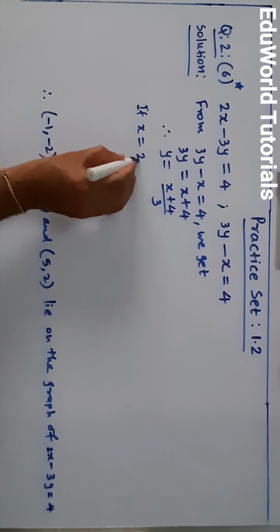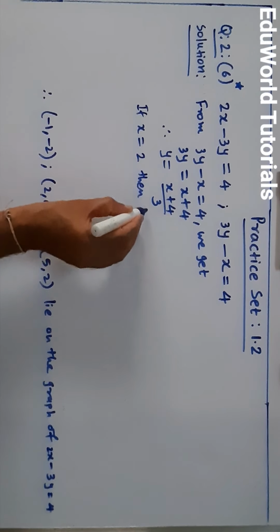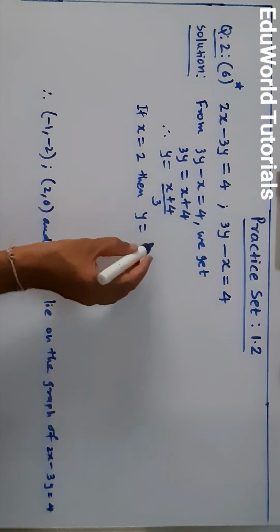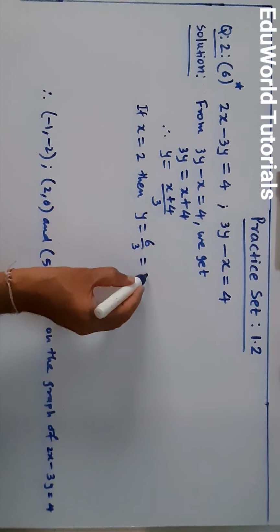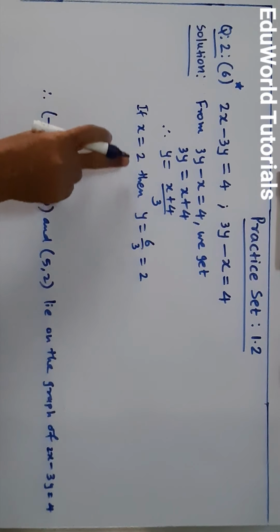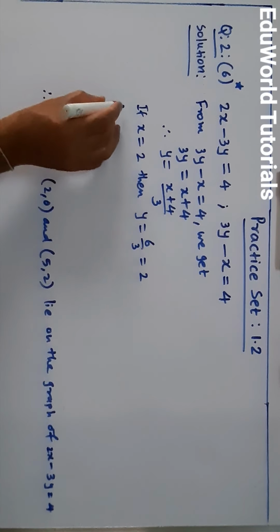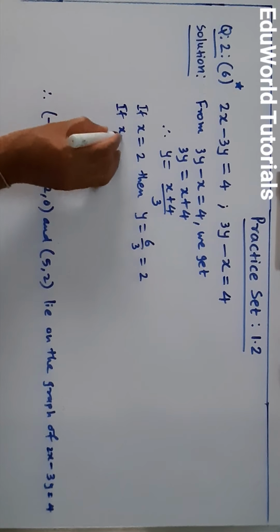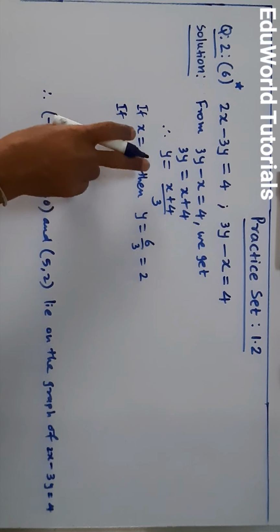So if x equal to 2, then y will be equal to 2 plus 4. I will directly write 6 upon 3. That will give me 2. If x is 2, then y is 2. Similarly, think of the next value of x.